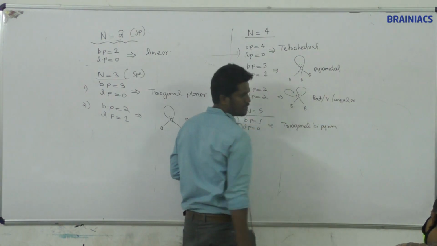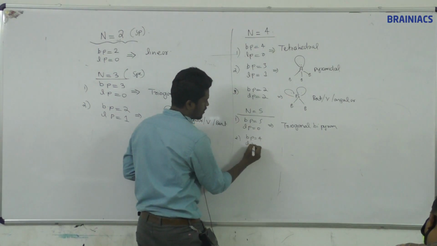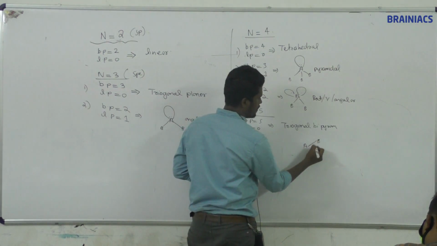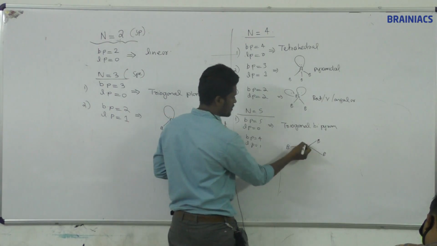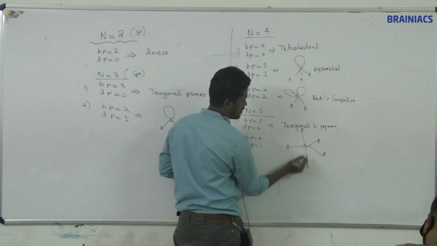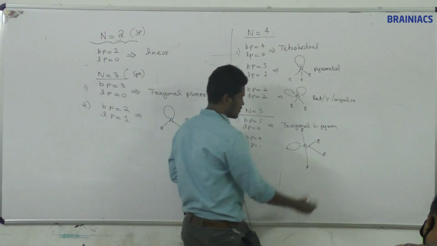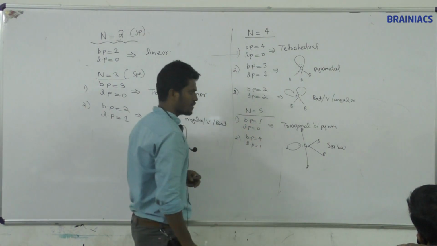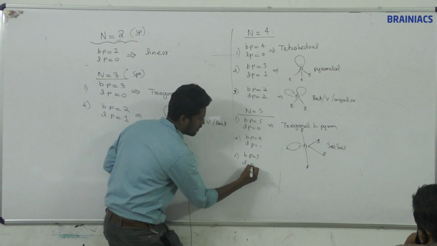By pyramidal. Next one is bond pair equal to 4 and lone pair equal to 0. So that is A, B and B and B. So one is a lone pair of electron. So what is the shape? It is a seesaw geometry.